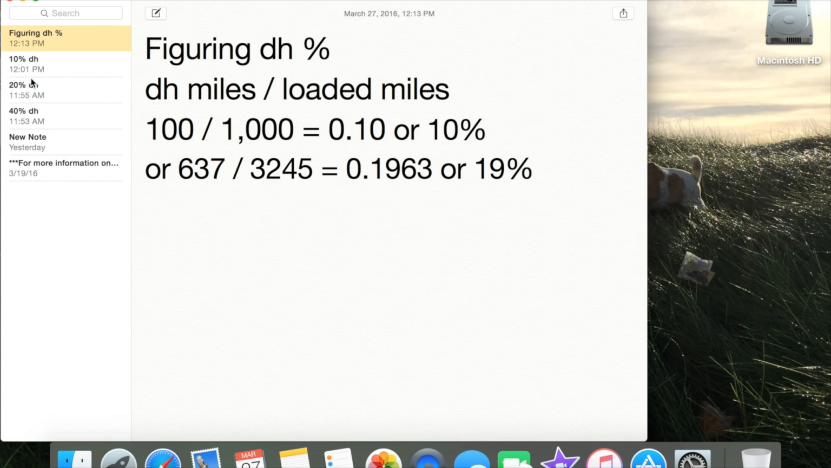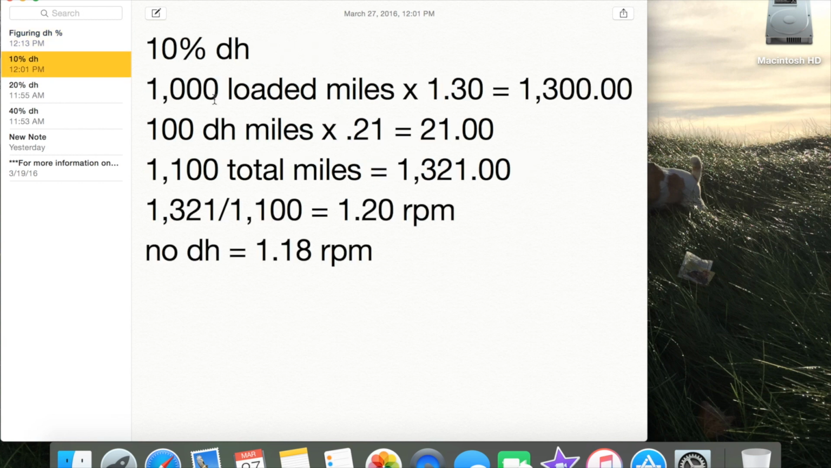So I'm going to explain here how deadhead percentage affects your loaded miles. Say we have a load that's 1,000 loaded miles, and let's say your rate is $1.30. That would mean you would get $1,300 for the loaded miles on that run. But let's say you have to deadhead 100 miles to pick that load up. Now Panther pays us 21 cents a mile for deadhead, which is basically just the cost of fuel. So we would make $21 for deadheading 100 miles.